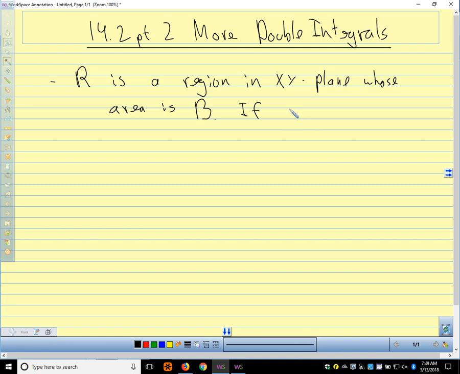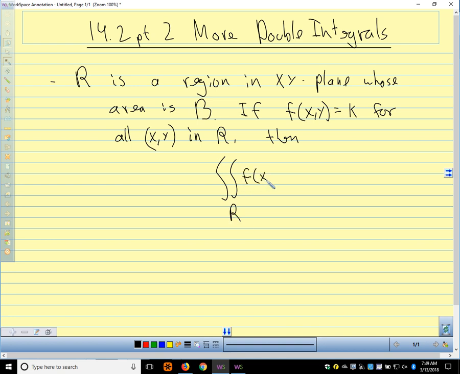If f of x y equals k for all x y in R, then this double integral equals what? What is it? B times k, right? So f of x y is k.